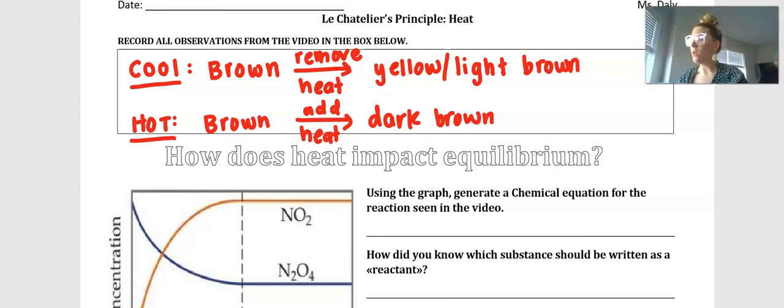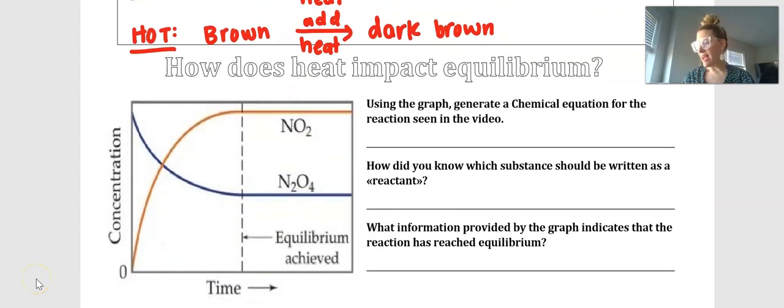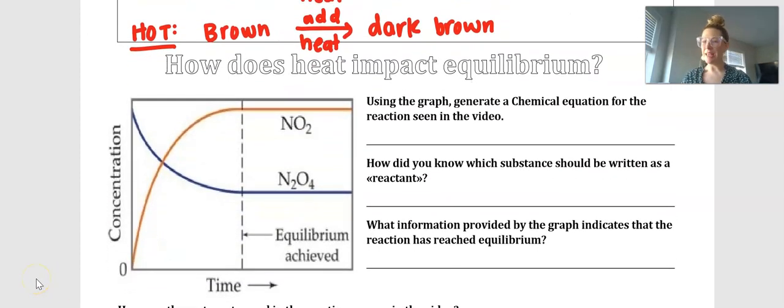Okay, cool. So what we're going to look at today is how does the addition or the removal of heat impact our equilibrium? Now, the reaction that we saw is a really cool equilibrium reaction between NO2 gas and N2O4 gas. And I've included our equilibrium graph here. And so I want to generate a chemical equation for what we saw in the video.